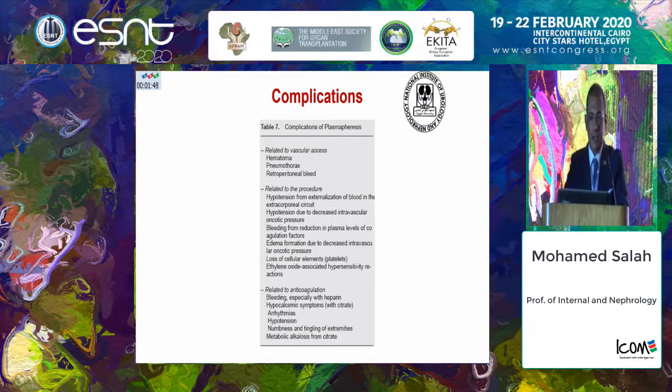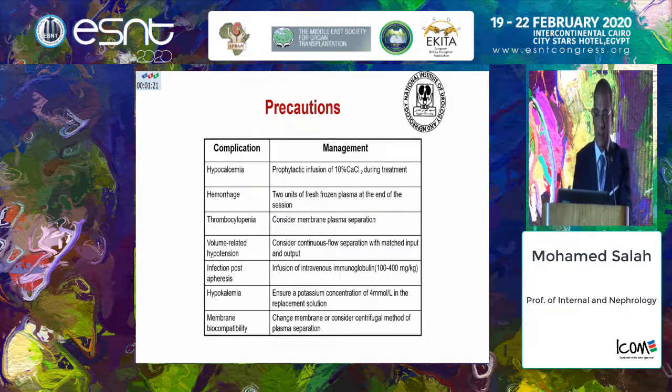The complications of plasmapheresis: some related to vascular access, hematoma, etc. Related to the procedure: hypotension, bleeding, or edema formation due to decreased intravascular oncotic pressure, loss of cellular elements, ethylene oxide associated hypersensitivity. And related to anticoagulation: bleeding, hypocalcemic symptoms, hypotension, arrhythmia, etc.